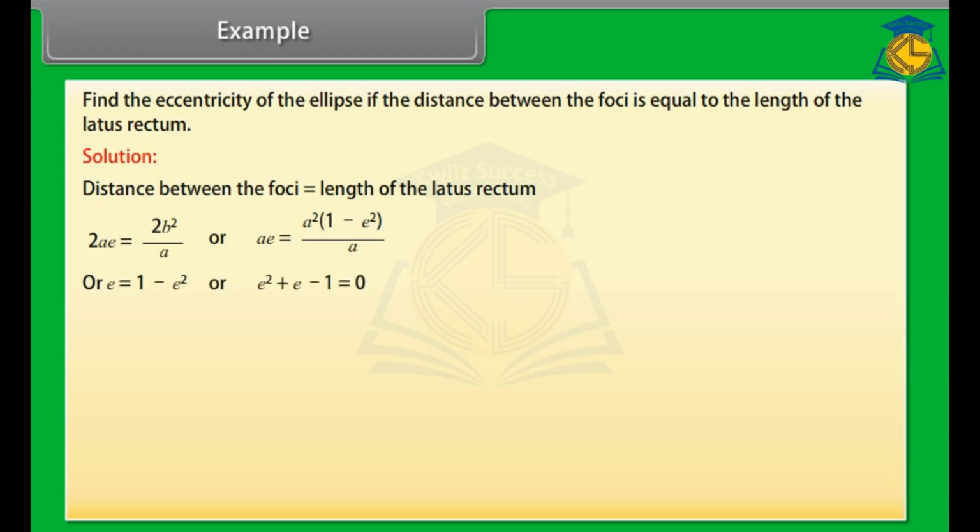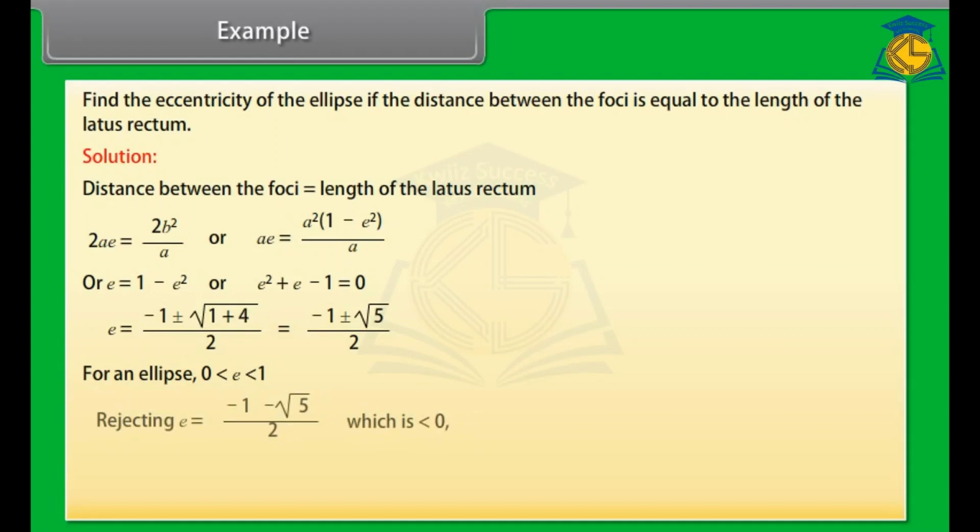or e squared + e - 1 = 0. e is equal to (-1 plus or minus under root 1 + 4) upon 2, which is equal to (-1 plus or minus under root 5) upon 2. For an ellipse, 0 is less than e is less than 1. Rejecting e = (-1 - under root 5) upon 2, which is less than 0, we have e is equal to (under root 5 - 1) upon 2.